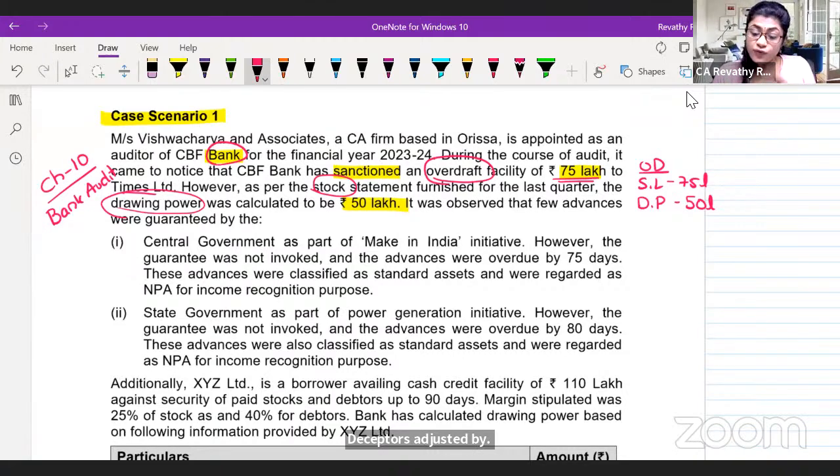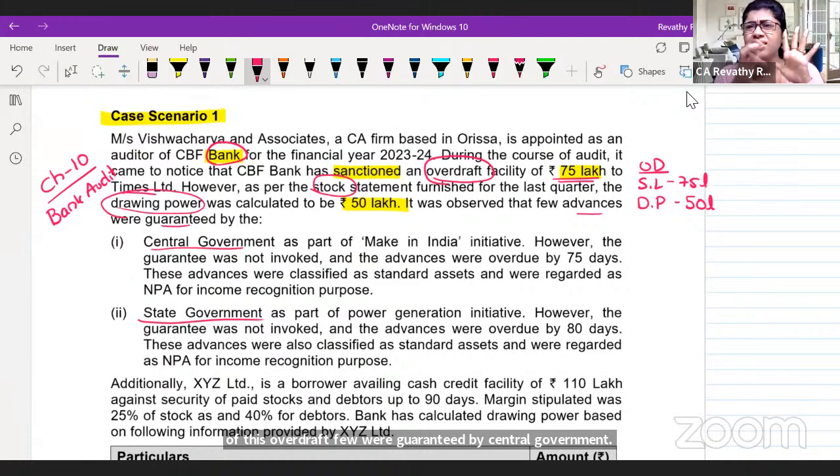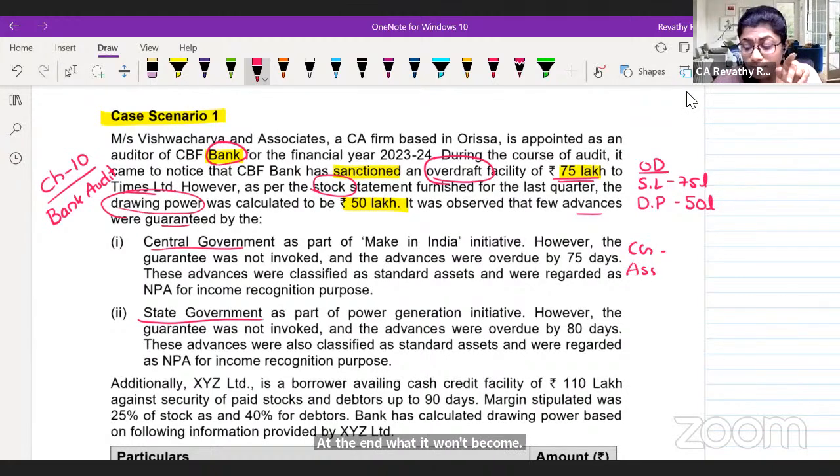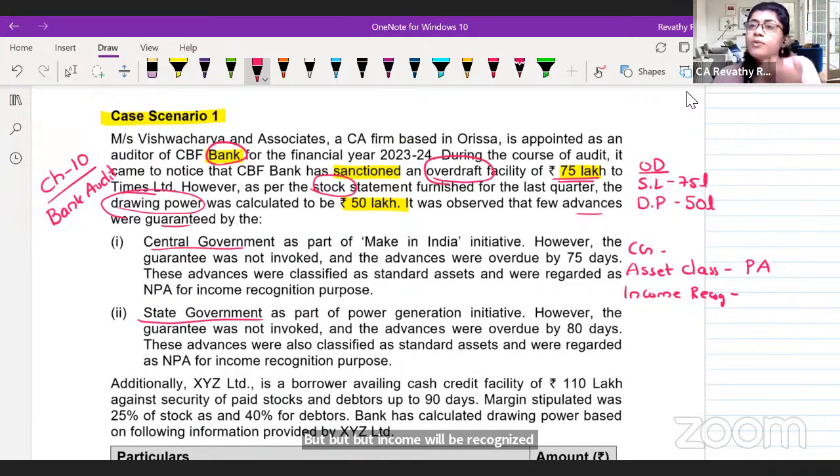It was observed that a few advances were guaranteed by the central government. Out of this overdraft, a few were guaranteed by the central government, a few by the state government. Is there anything that comes to your mind? Central government guarantee: there is an exemption. Even though it is overdue beyond the due date, it won't be treated as NPA. For asset classification, it will be performing, but income will be recognized on cash basis. For income recognition, it will be like NPA.